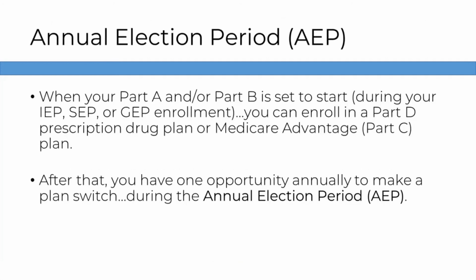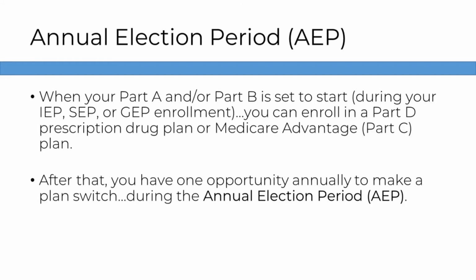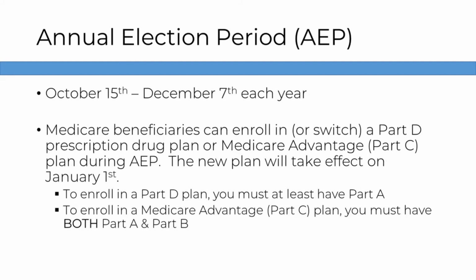When your Part A and/or Part B is about to begin, you can enroll in a Part D prescription drug plan or Medicare Advantage Part C plan. After that, you have one opportunity each year to make a plan switch. This is called the annual election period, which runs from October 15th through December 7th of each year. During this time frame, you can enroll in or switch a Part D drug plan or Medicare Advantage plan, with the new plan taking effect January 1st of the following year. If you're happy with your plan, no action is required. The plan will automatically renew for the next year.